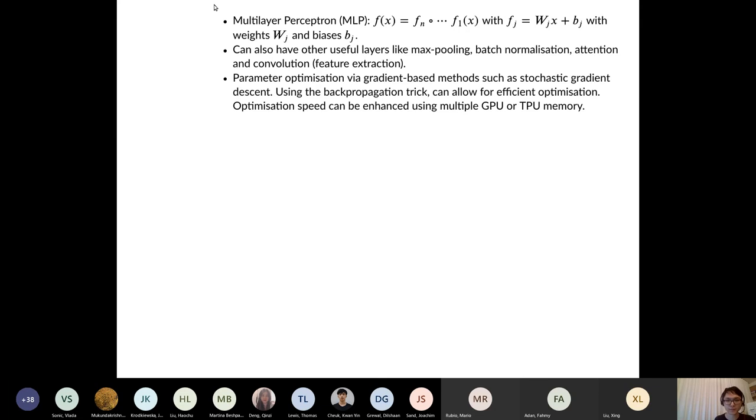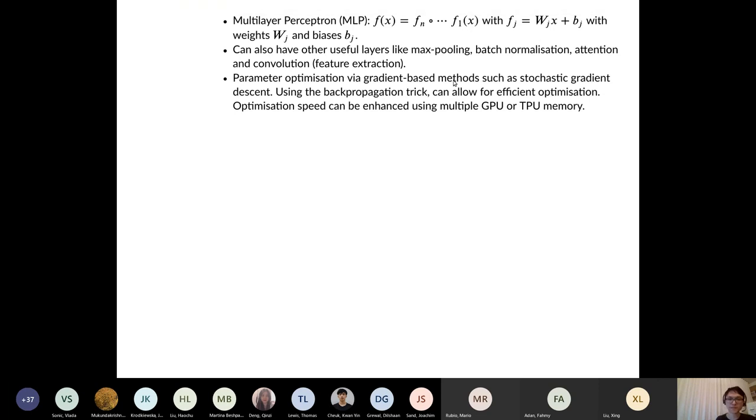But yeah, this is the most simple neural network. And how do we build the model? Well, you have all these parameters and you want to estimate what these parameters are based on some sort of loss function. So you want to kind of minimize, say, some error.